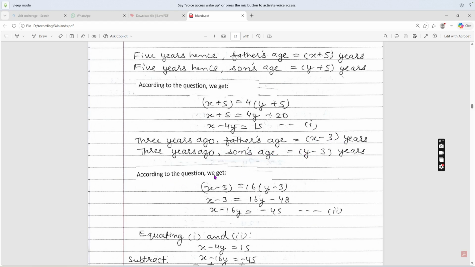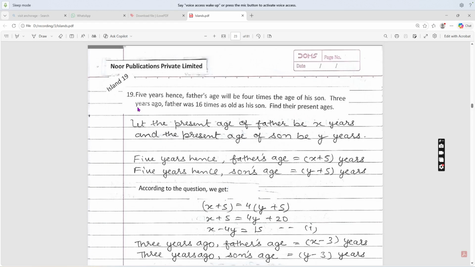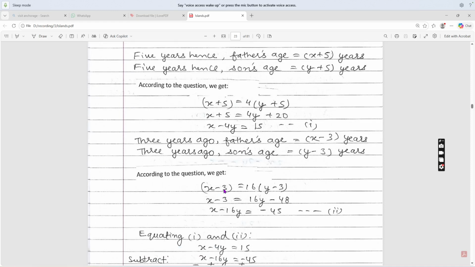Now as per the conditions we can write x minus 3 is equal to 16 into y minus 3. Why? Because it is written, just see here, 3 years ago father's age was x minus 3, and was here represents the sign of equality, that is equal to 16 times as old as his son. So 3 years ago father's age was x minus 3 is equal to 16 into, because it is 16 times the son's age 3 years ago, and the son's age 3 years ago was y minus 3. So our equation would be x minus 3 is equal to 16 into y minus 3.